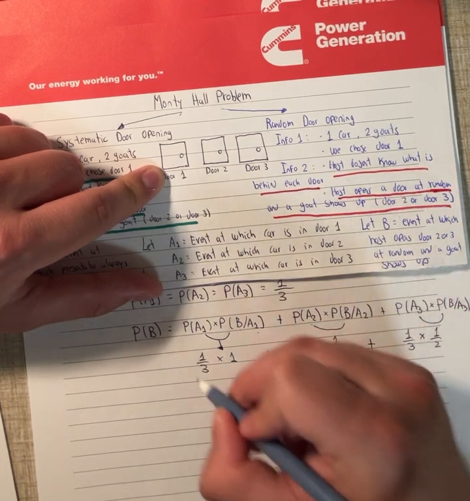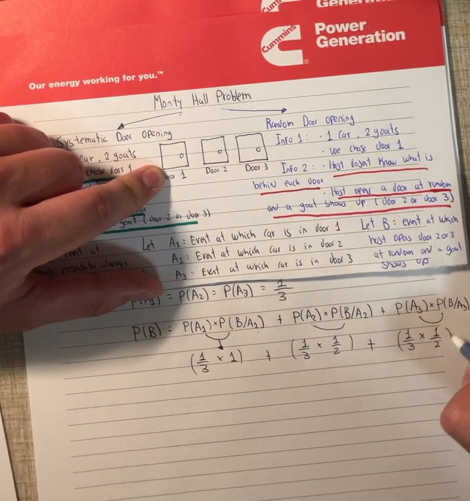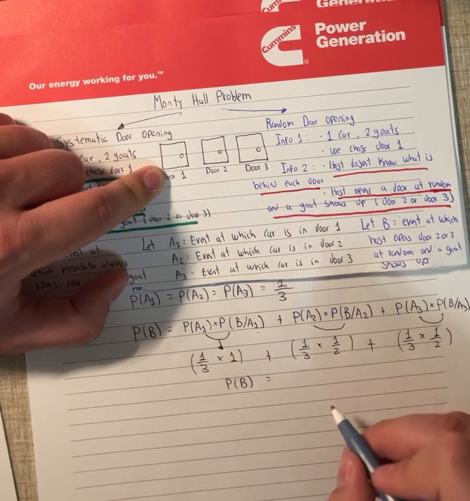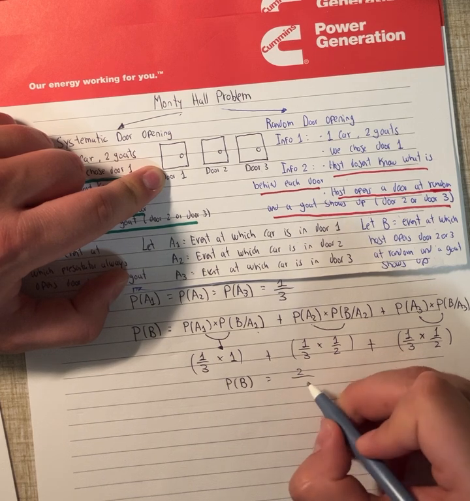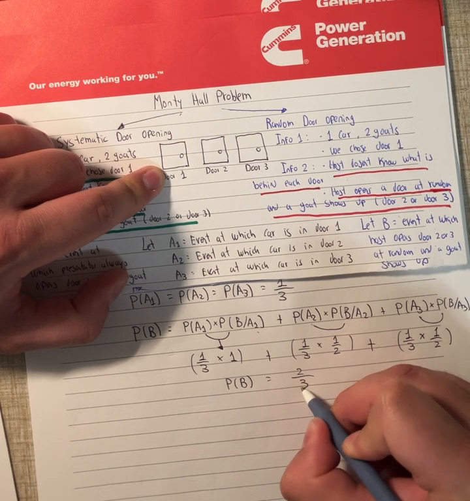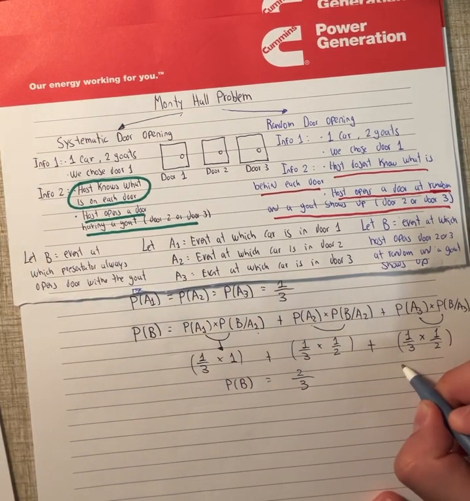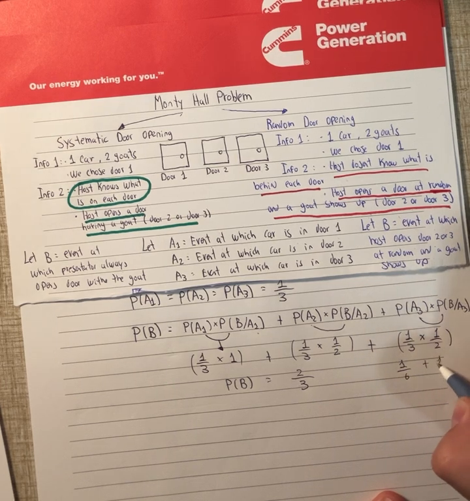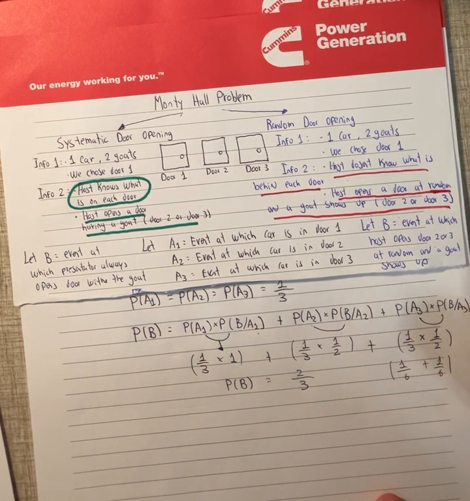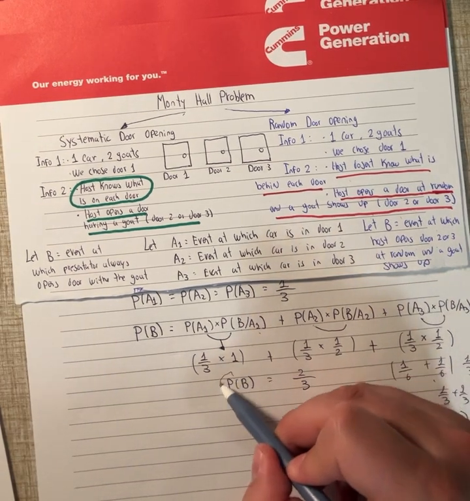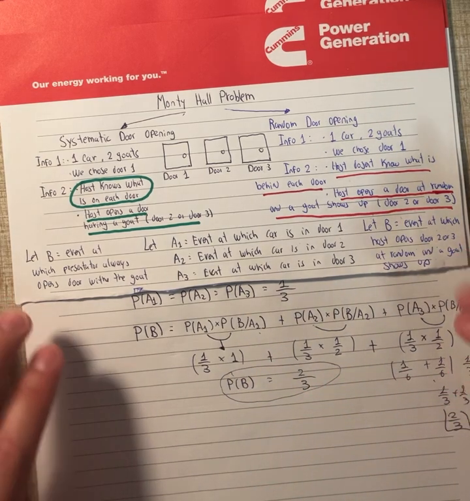If we sum all these, you're going to see that the probability of B is equal to 2/3. This is 1/6 plus 1/6, which is equal to 1/3, and this is 1/3 plus 1/3, which is 2/3. Okay. So that was the biggest change that we have.